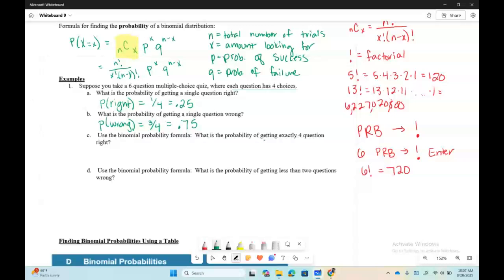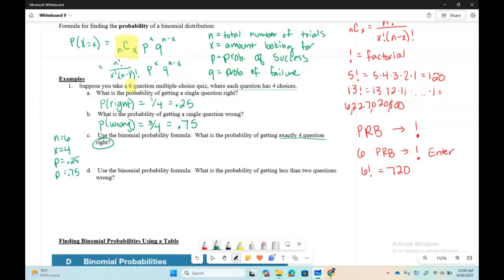All right, so I want to know, what is the probability of getting exactly 4 questions right? Well, here at the top it tells me there's only 6 questions total on this quiz, so n equals 6, and x equals 4. I'm looking for getting questions right, so my probability of success is 0.25 and my probability of failure is 0.75.